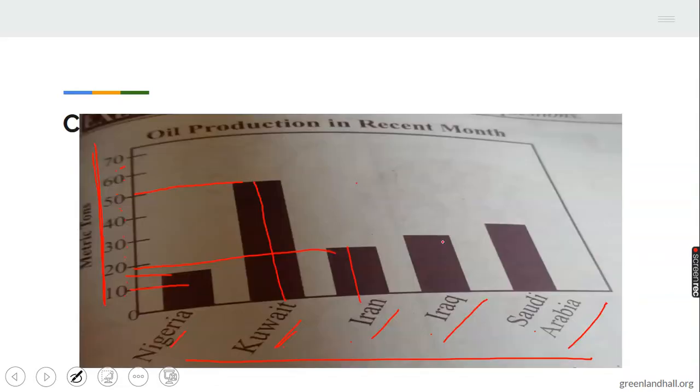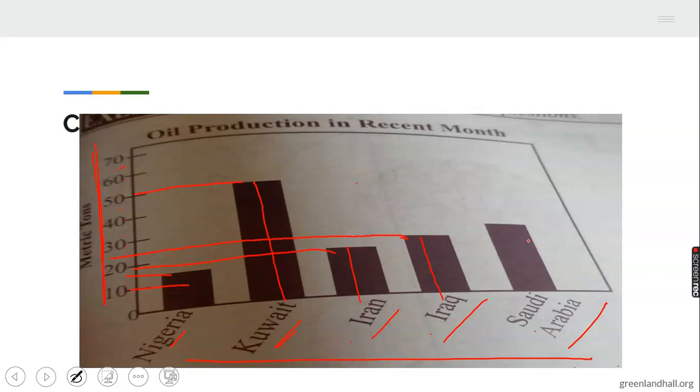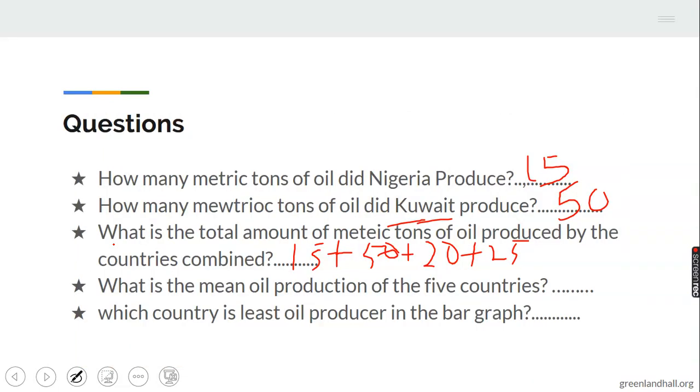Then the next country is Iraq. Iraq is in between 20 and 30, so we have 25. And then the next country is Saudi Arabia. Saudi Arabia produces 30 metric tons of oil, so we have plus 30. If you add it together, let's quickly do it together on the next slide, 15.